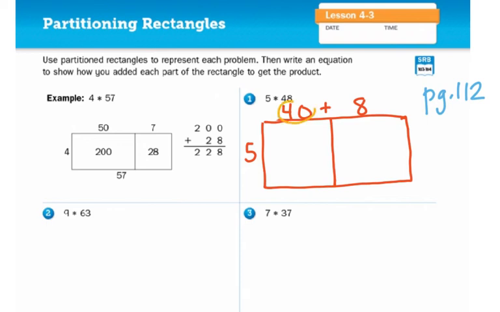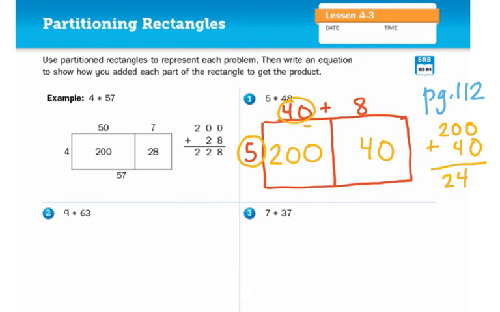We're going to take 40 times 5. 4 times 5 is 20, and then add the 0. And then 8 times 5 is 40. We then add those two numbers up in each box to get the product or the answer when we multiply, which is 240. Let's continue with number 2.